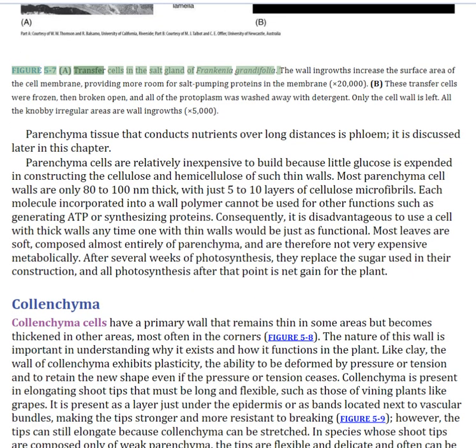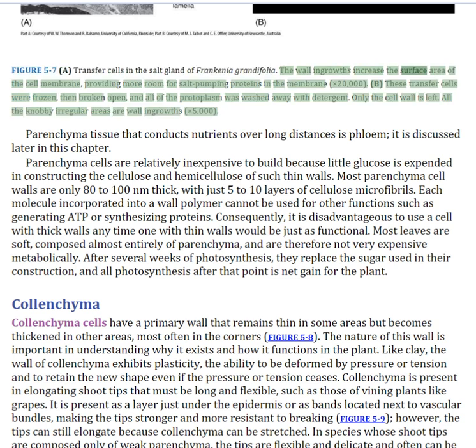Figure 5-7: transverse cells in the salt gland of Frankenia grandifolia. The wall ingrowths increase the surface area of the cell membrane, providing more room for salt-pumping proteins in the membrane. These transverse cells were frozen, then broken open, and all of the protoplasm was washed away with detergent. Only the cell wall is left. All the knobby irregular areas are wall ingrowths.